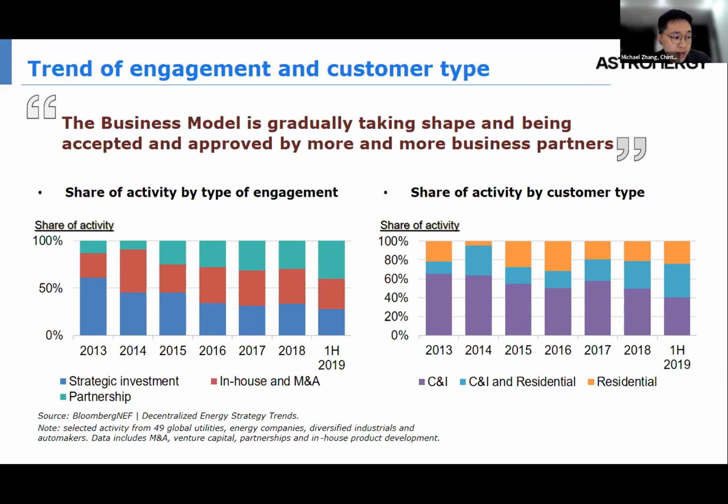The chart on the right shows us the share of activity by customer type. 10 years ago, only commercial and industrial users wanted to adopt solar energy, by which they can save energy cost. But now, more and more residential users are considering solar energy. This means the market is growing. We are having more and more potential customers in the market.